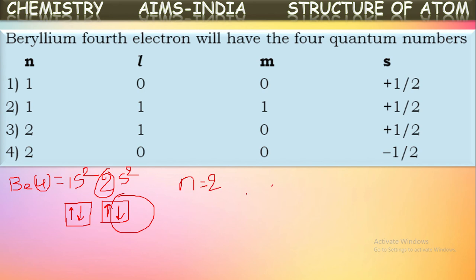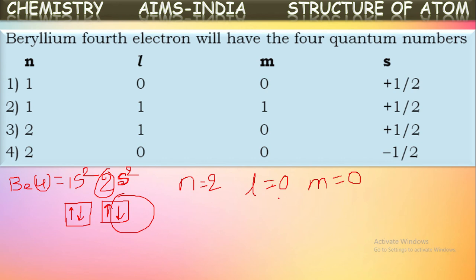What about the l value? l gives information about the subshell in which that electron is present. If you see, the last electron, the fourth electron, is present in the s subshell. So s subshell means what will be the l value? 0. If the l value itself is 0, the m value also will be 0. That represents only one orbital in that subshell.